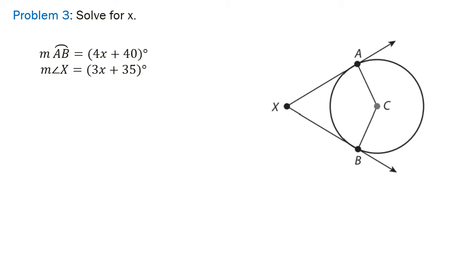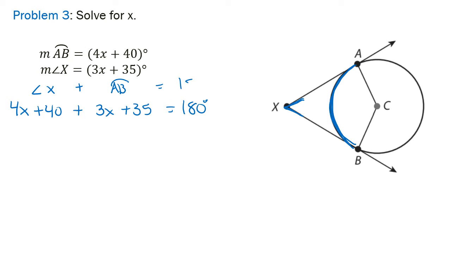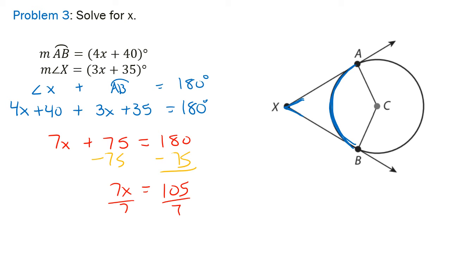So the property here is that the angle x and the arc AB have to add up to 180 degrees. So I'm going to go 4x plus 40 plus 3x plus 35 equals 180 degrees. So angle x plus arc BA have to add up to 180 degrees. Combine your like terms, so we're going to get 7x plus 75 equals 180. 180 minus 75, we're going to get 105. Divide both sides by 7. We get 15. So x is 15. So just remember that the arc and the angle, these two, have to add up to 180.